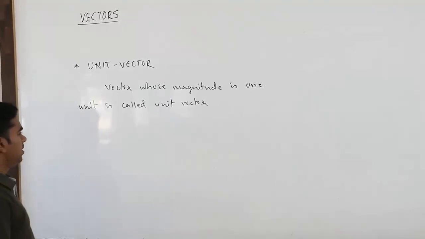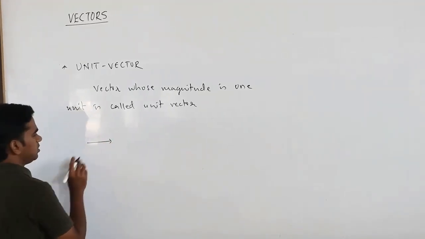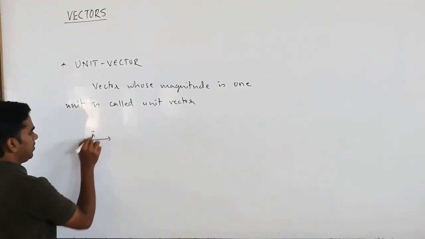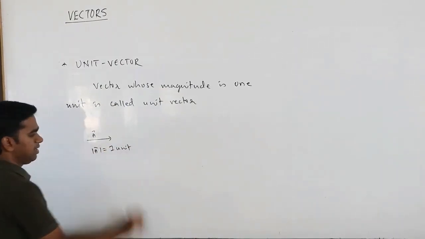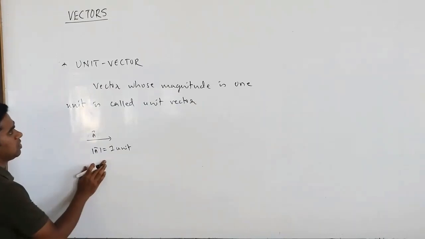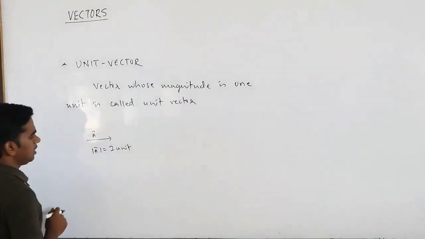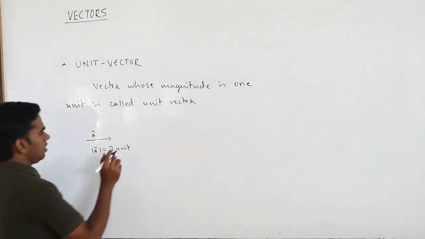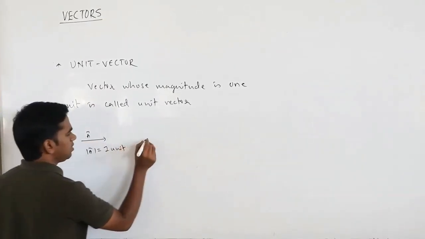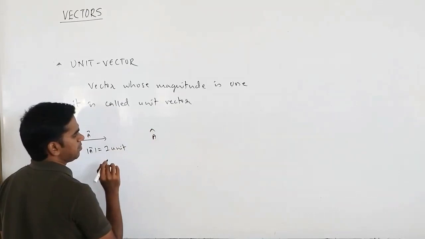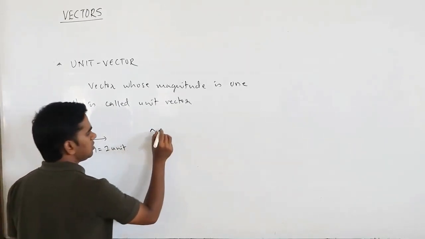So what do you mean by unit vector? Suppose this is the vector. If you take the vector A and its magnitude is equal to 1 unit, that is what is called the unit vector. How can we represent the unit vector? A unit vector is represented by a cap. This is the symbol.